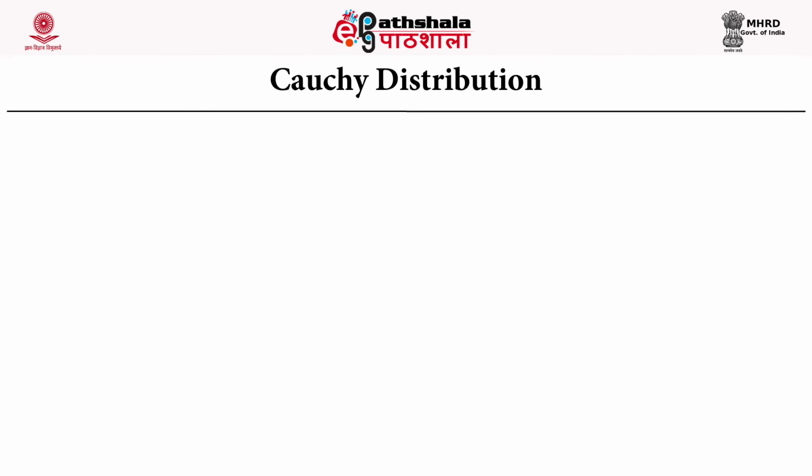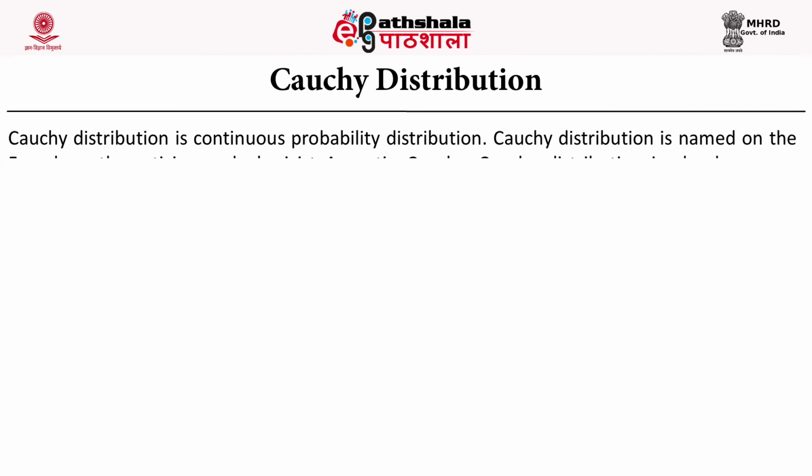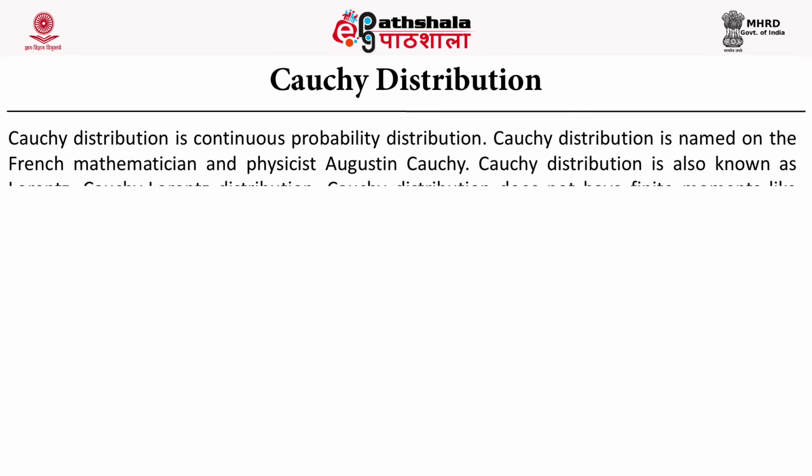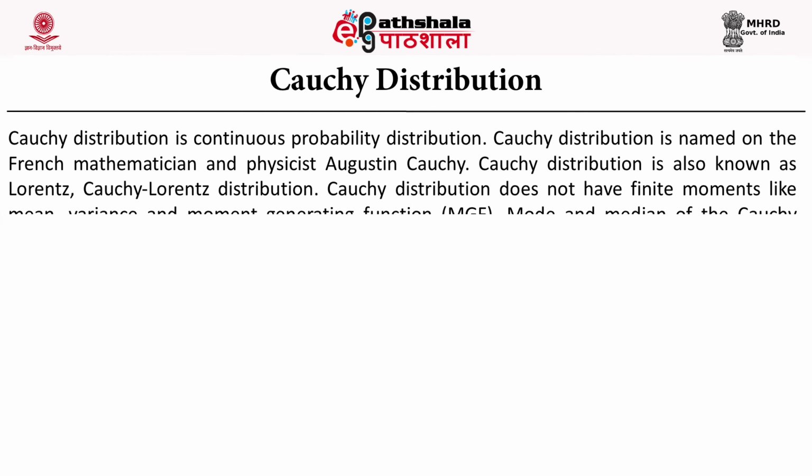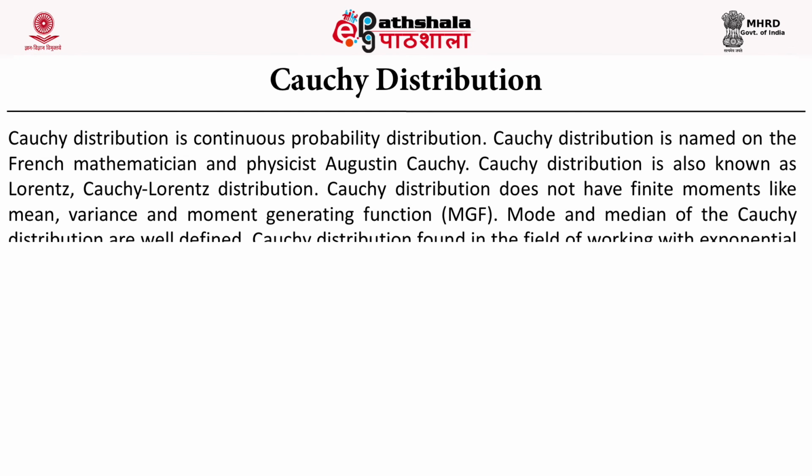So we have another continuous distribution, that is Cauchy distribution. Cauchy distribution is a continuous probability distribution, named after the French mathematician and physicist Augustin Cauchy. Cauchy distribution is also known as Cauchy-Lorentz distribution. Cauchy distribution does not have finite moments like mean, variance, and moment generating function. So the median and mode of the Cauchy distribution are well defined. Cauchy distribution is found in the field of working with exponential growth.